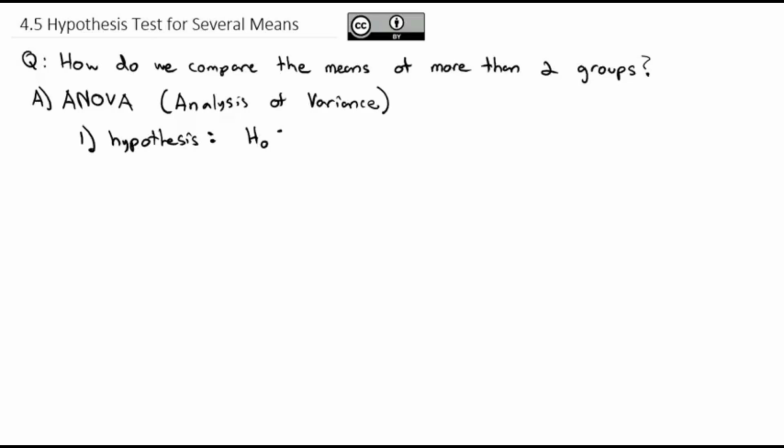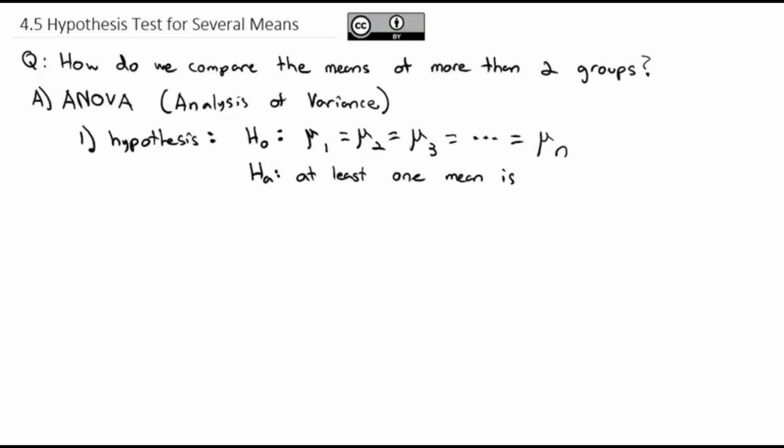For the hypothesis, the null hypothesis is always the same, that the first mean is equal to the second mean, which is equal to the third mean, which is equal to all the other means until you get to the very last mean. Basically, all the means are the same. And the alternative hypothesis is that at least one mean is different. We don't know which mean, but just one mean is different than the rest. Possibly all three are different from each other.